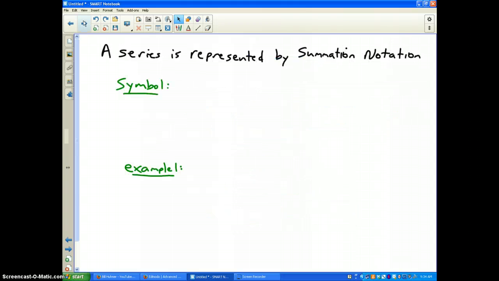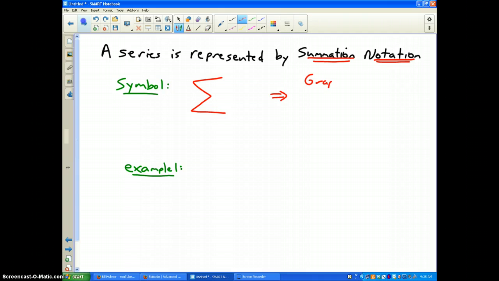Now, a series in math is represented by summation notation. The symbol in math is a goofy letter Z that looks like this. And I believe you can find this on your graphing calculator by pressing the math key. I think it is under there.